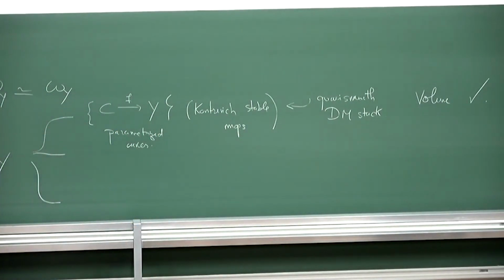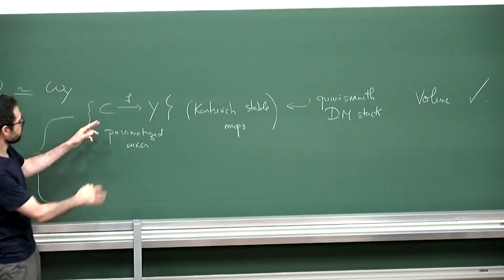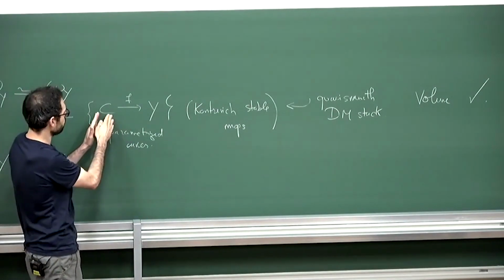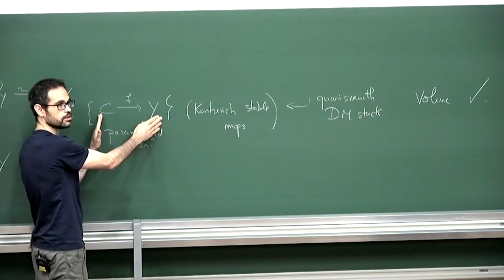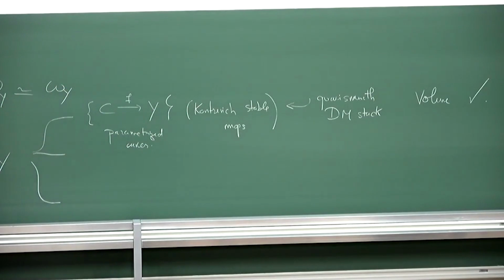By looking at the volumes of these moduli spaces, of course, you have to fix a bunch of points, you have to fix the genus, and you have to fix the class of the curve in the homology of Y. A bunch of stuff to fix. This is the first approach.